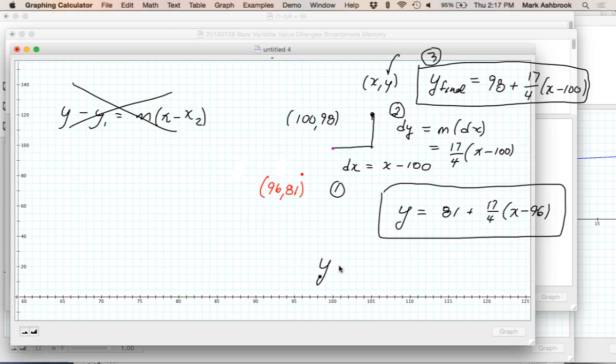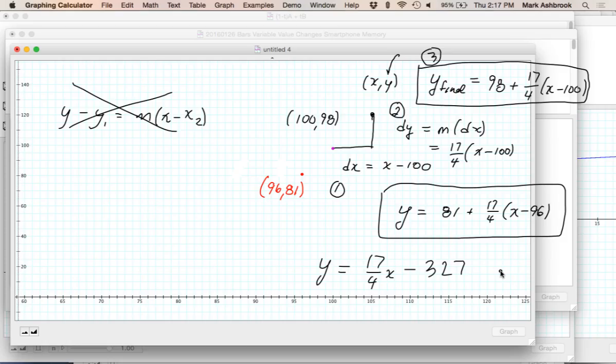What'd you get? (17/4)x, and for the second one, I got minus 327. Exactly. The first one also, both cases. Okay. What's a big advantage to this way of developing a line versus mx plus b?